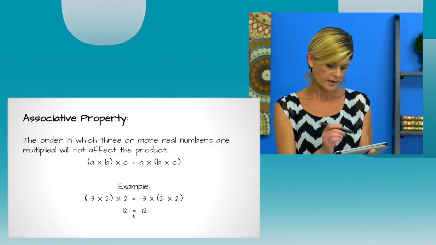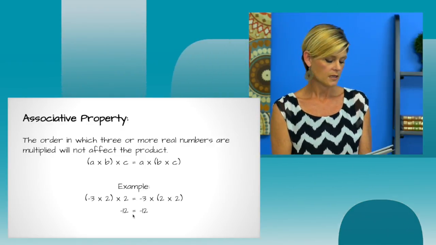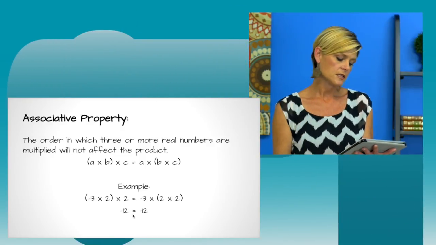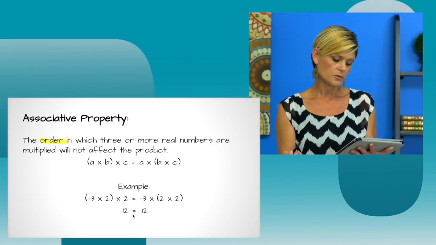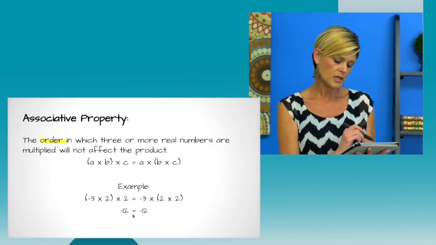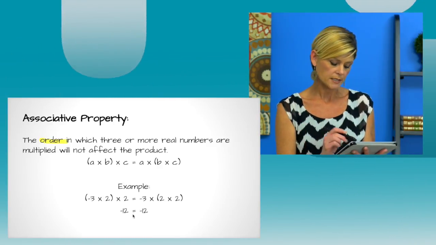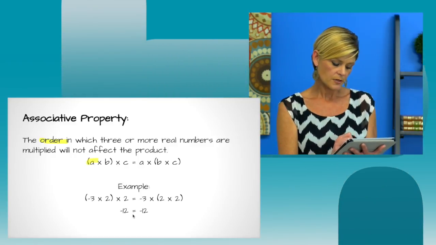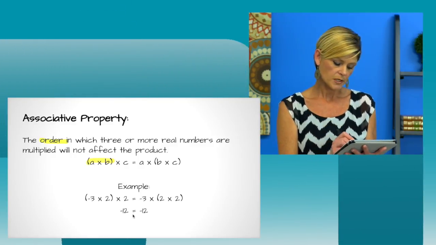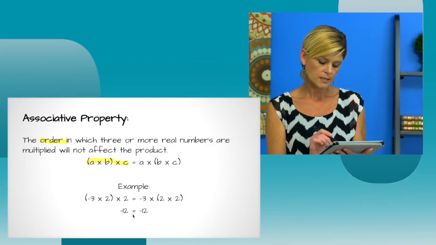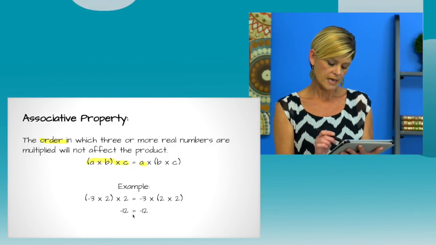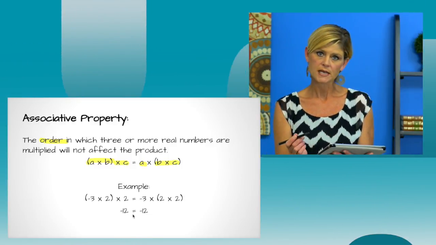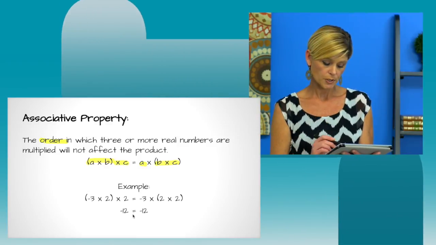All right, we also have the associative property in multiplication, and this tells us the order in which 3 or more real numbers are multiplied will not affect the product. So if I group together A times B, then multiply C, I will have the same product as if I were to take A and then multiply it by B times C grouped together first.